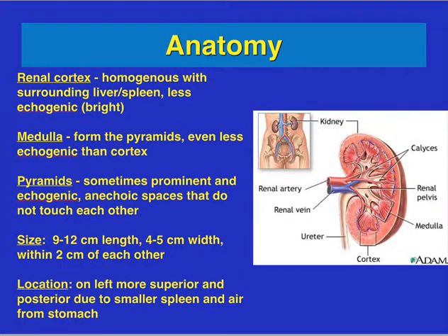So just a slide about the anatomy. You remember there's a renal cortex, a medulla, pyramids. The normal size of the kidney is 9 to 12 centimeters in length, 4 to 7 centimeters in width. One of the important things is the location. The left is a little bit more superior and posterior than the right upper quadrant due to the smaller spleen and air from the stomach.